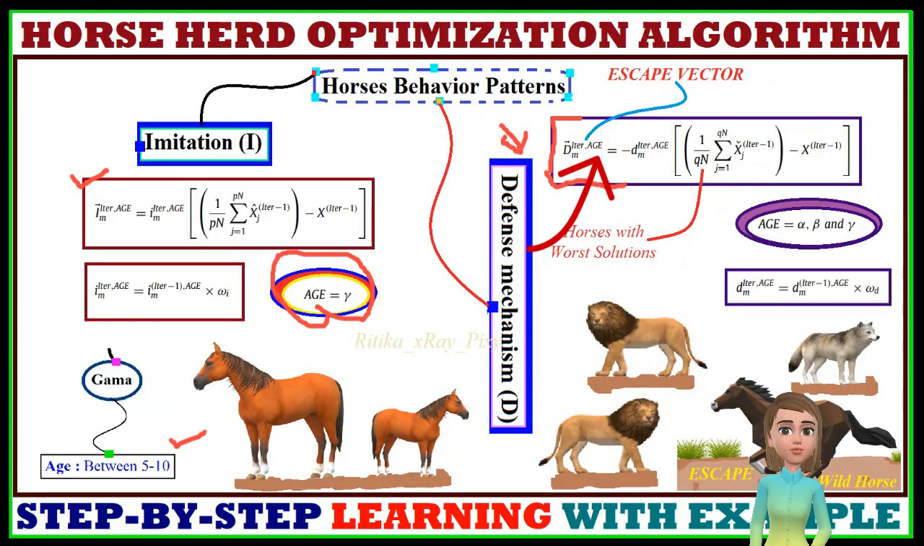In the horse herd optimization algorithm, this behavior is used to update the horse position away from the worst solution. It means we will move the best horse away from the worst solution in the search space. That is the escape mechanism.